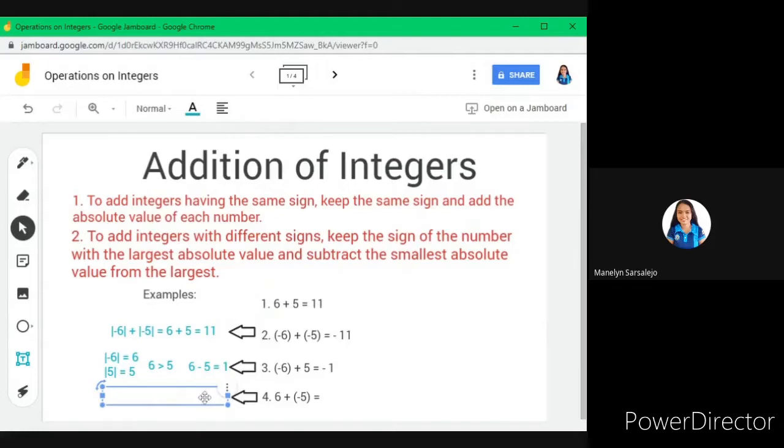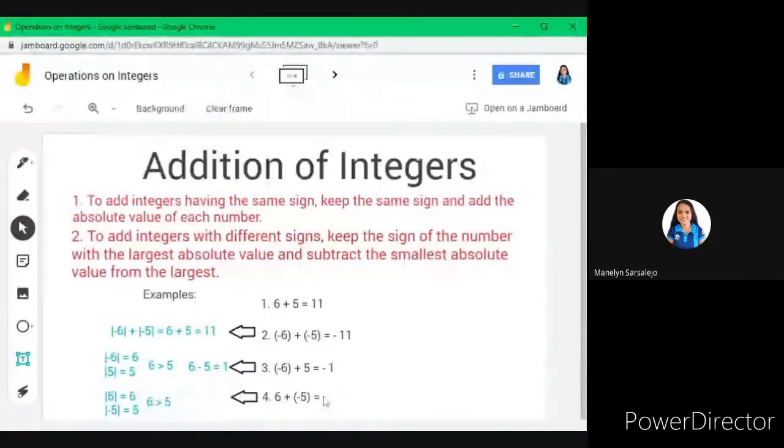Okay. Last example. 6 plus negative 5. So still, we have to get each absolute value. So, absolute value of positive 6 is 6. And the absolute value of negative 5 is positive 5. Okay, which is greater? Asa may mas dako, ang 6 or ang 5?